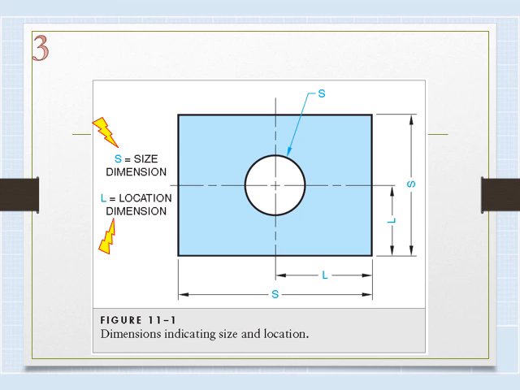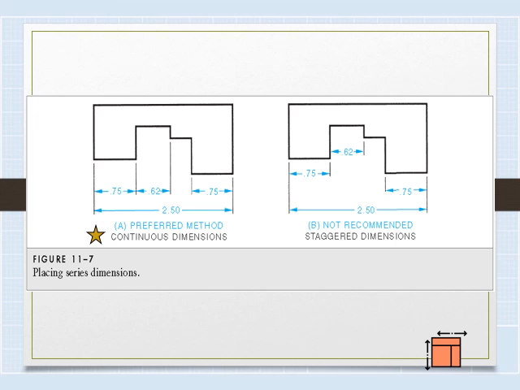In lesson number 3, we looked at dimensioning. So the purpose of dimensions is to give the size and location of the part and its features. This is an example of continuous versus staggered dimensions. Continuous dimensioning is the preferred method because it keeps your drawing much neater and easier to read.